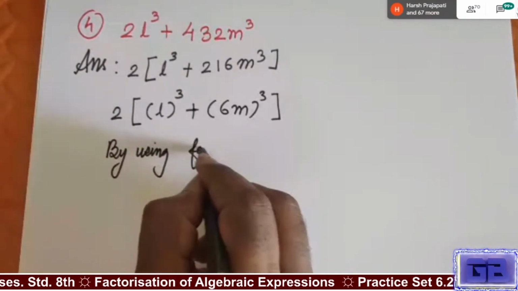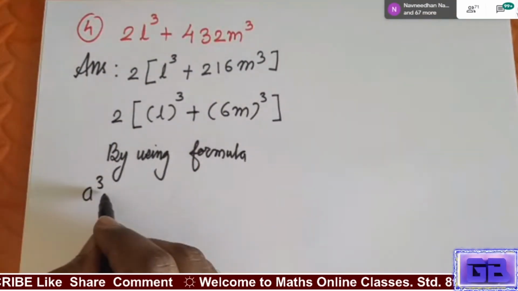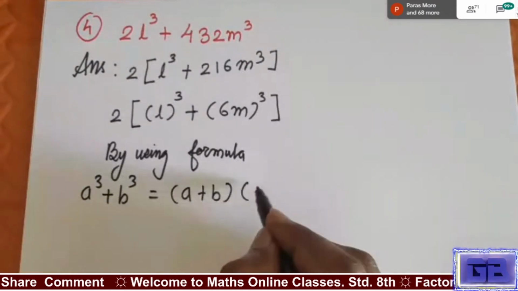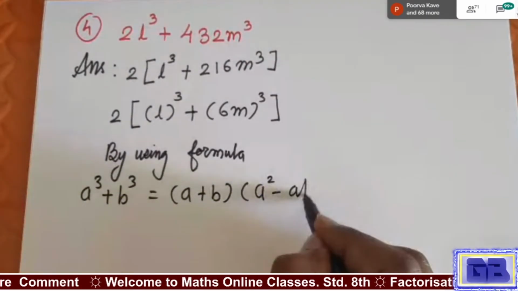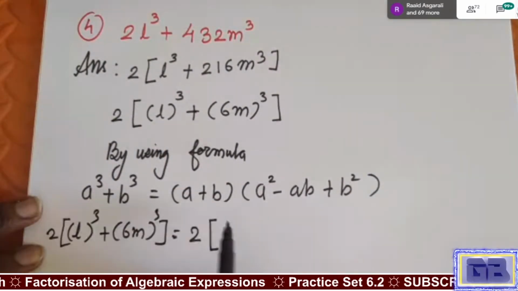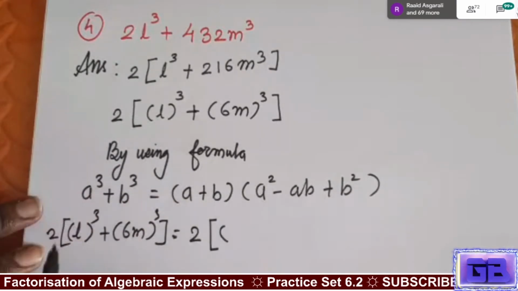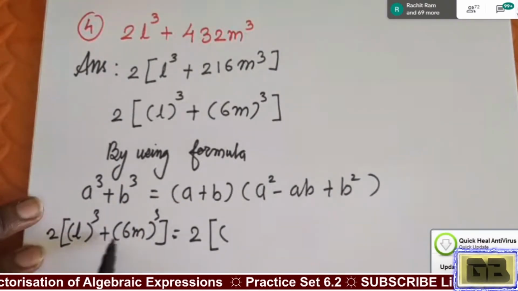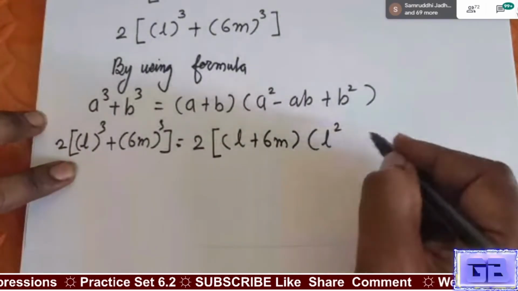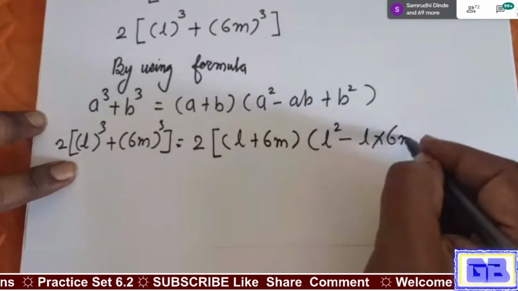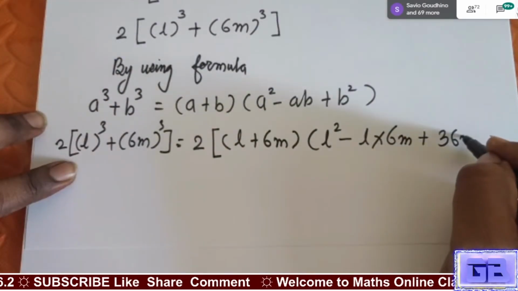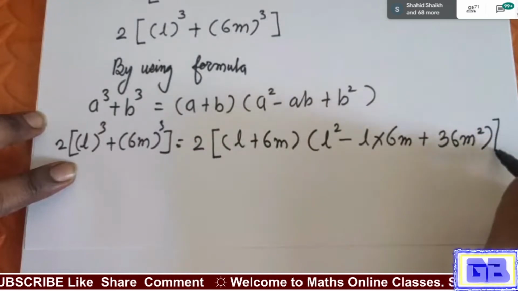Write down by using the formula. Write down the formula: a cube plus b cube equals, in the first bracket a plus b, in the second bracket a square minus ab plus b square. Take this question part down. In the first bracket a plus b means l plus 6m. In the second bracket l square minus l into 6m plus square of 6m, 36m square. This bracket close, this bracket close.